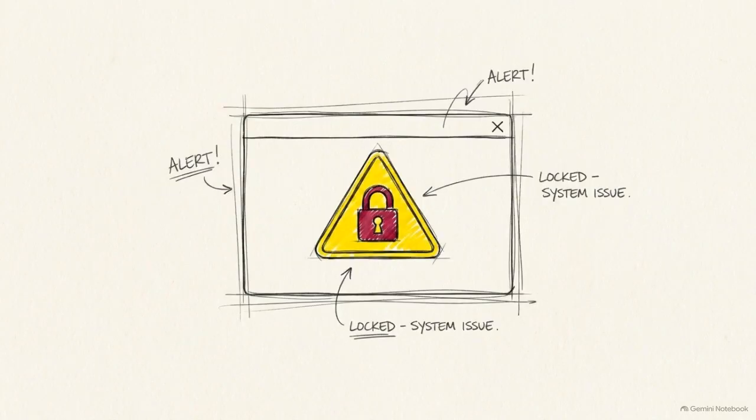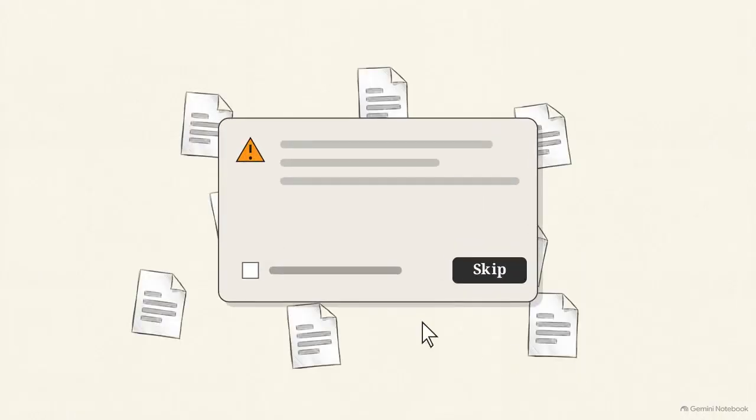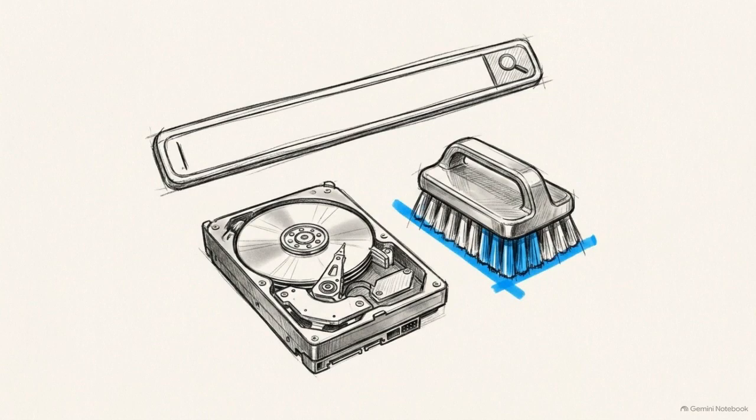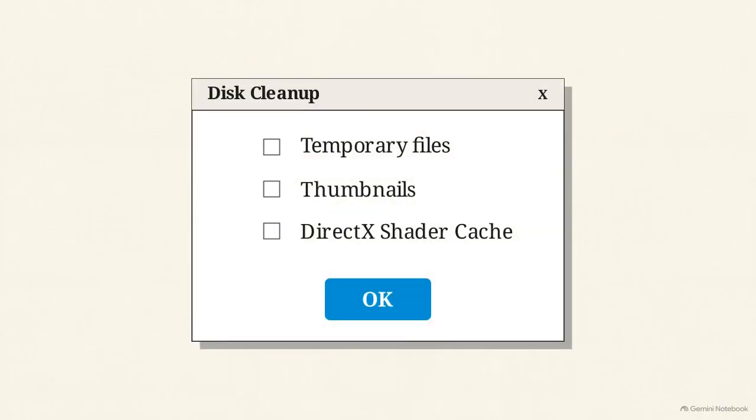You will inevitably hit a File in Use dialog box. Just check the box for all current items and explicitly click Skip. Those are files Windows is actively using right now. For the second layer of cleaning, press the Windows key, search for Disk Cleanup, and select your C drive. Check the boxes for temporary files, thumbnails, and DirectX shader cache, then click OK.